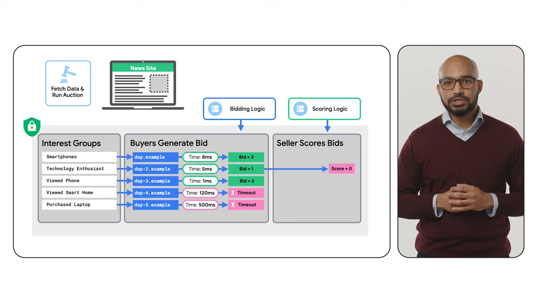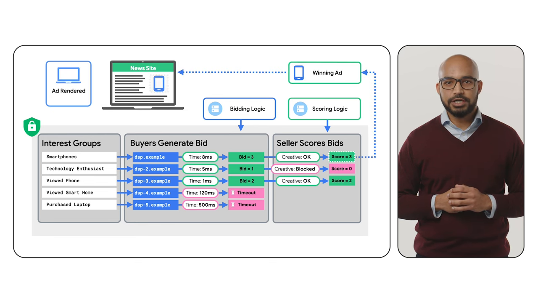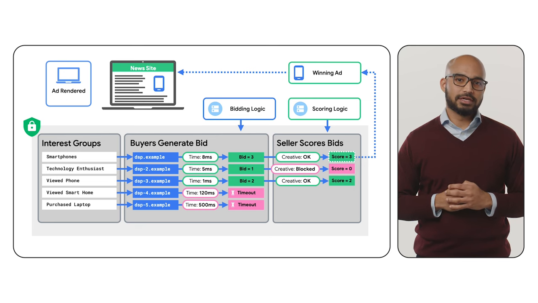If you recall, the scoring logic is only checking if any of these ad creatives are e-readers, which are blocked. Let's say the tech enthusiast interest group is exactly that, an ad for an e-reader. In that case, the scoring logic provides a score of 0, and it's blocked from rendering. The other two interest groups, smartphones and viewed phone, are not for e-readers, so they get scored equal to their bid, 3 and 2 respectively. The highest scoring ad wins, which is 3 for the smartphones interest group. And voila, an ad for the smartphone is rendered on the publisher side.